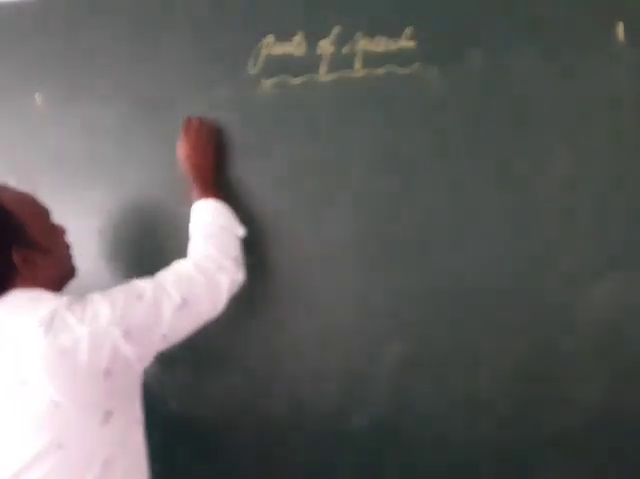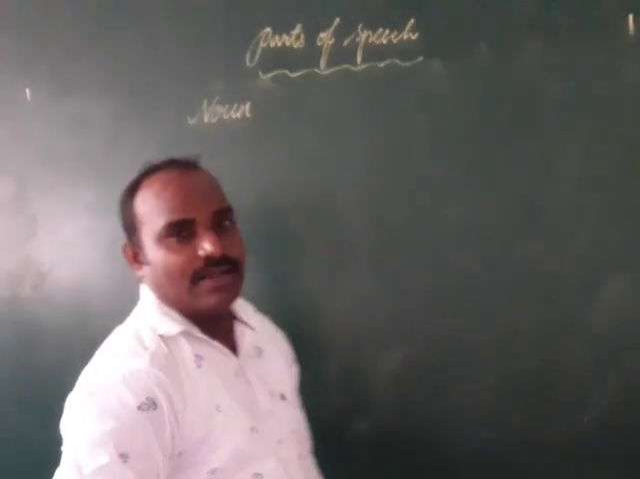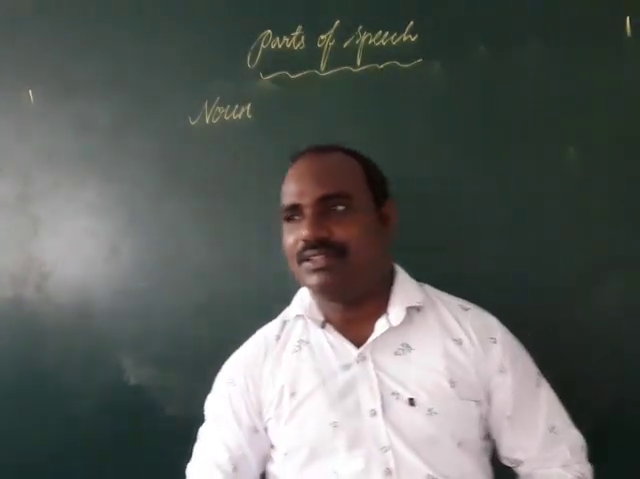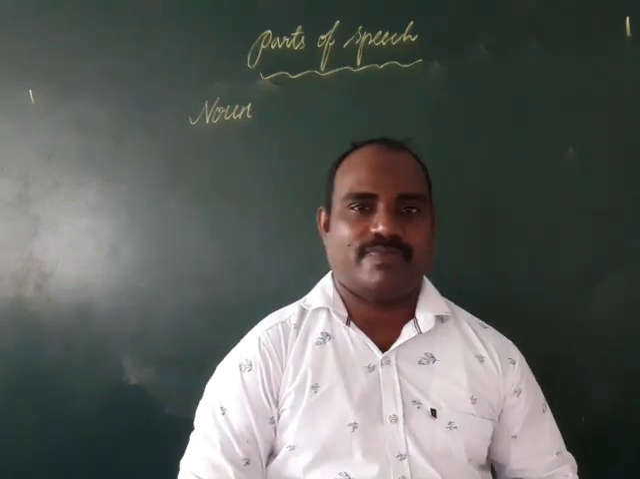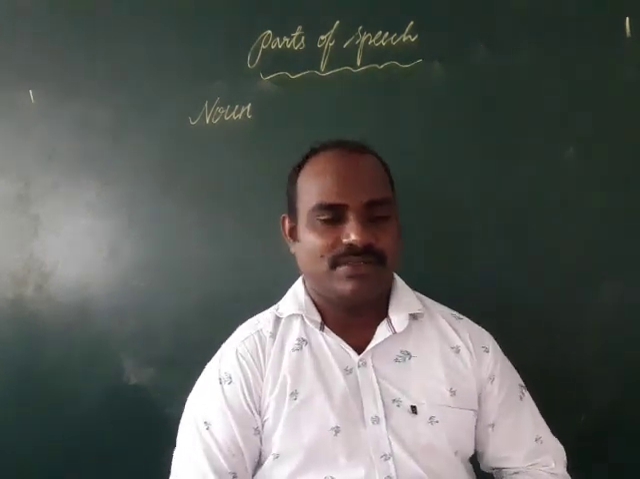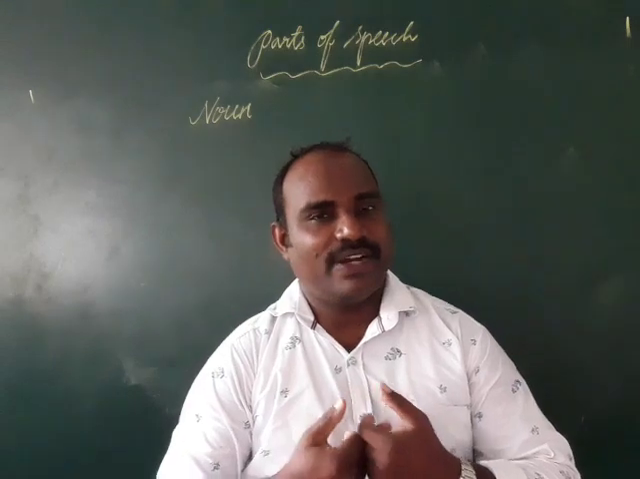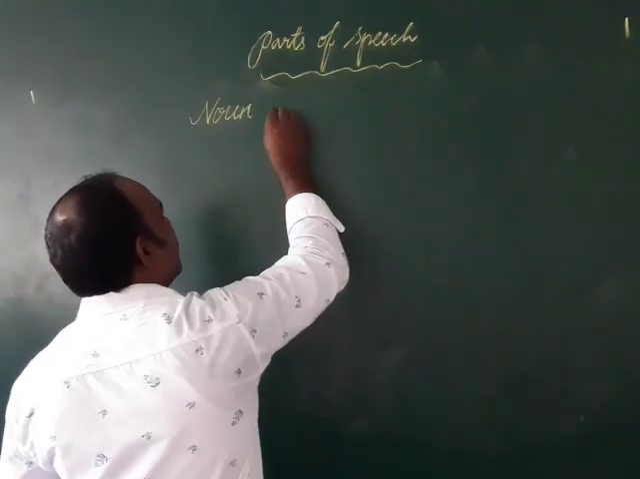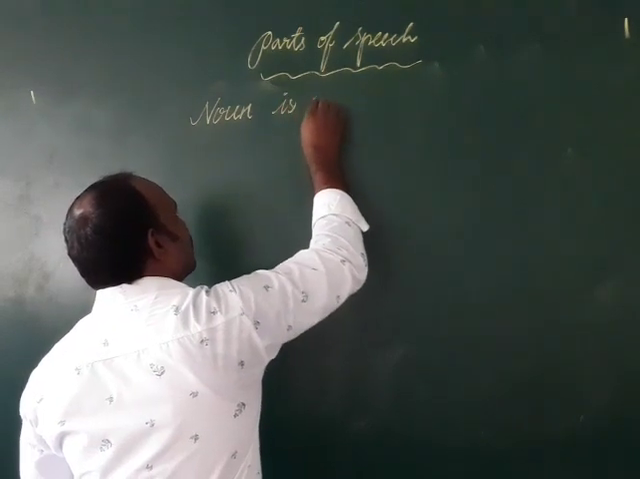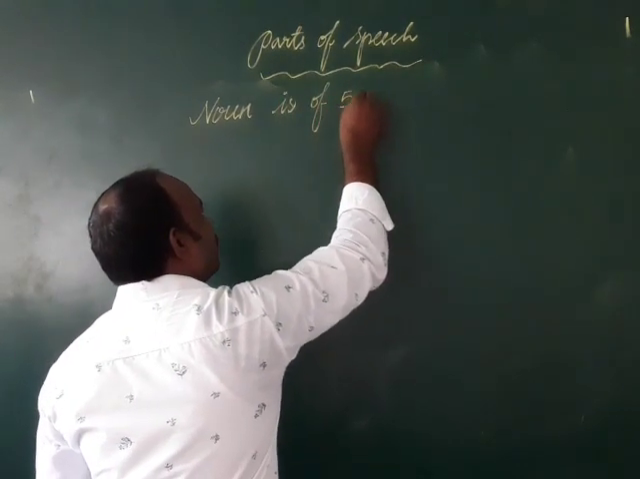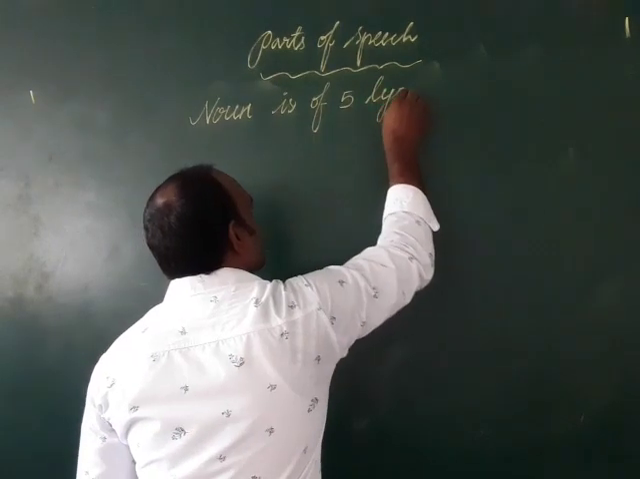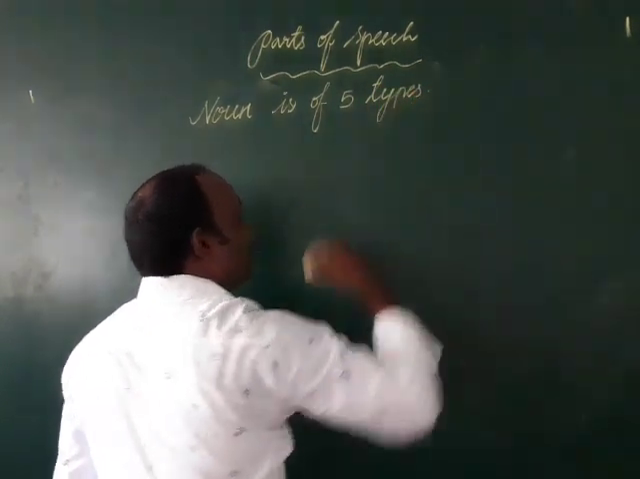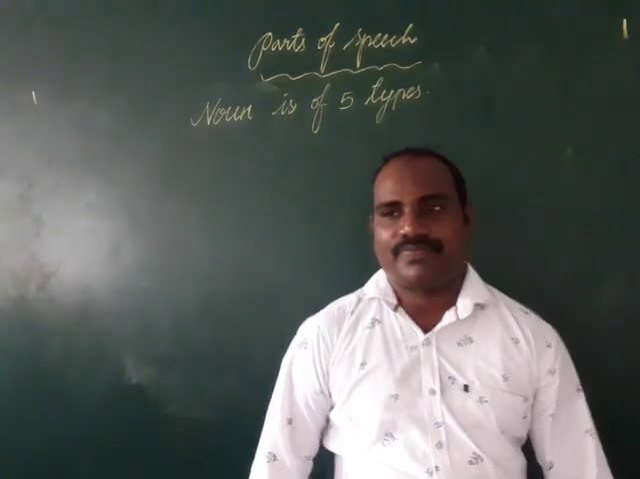Right. Look at this one. Nouns are generally of 5 types. We can say 4 types, but generally we have 5 types. Noun is of 5 types. 5 types of nouns are there in English.